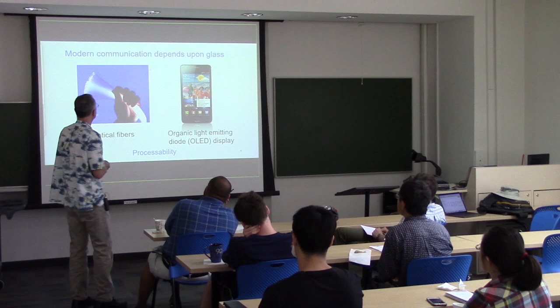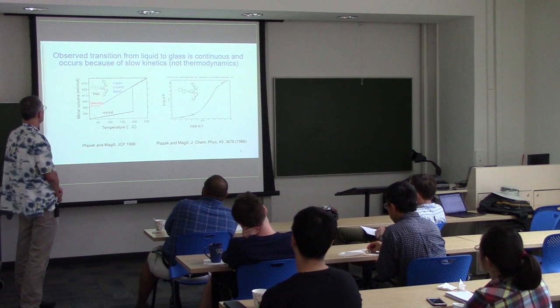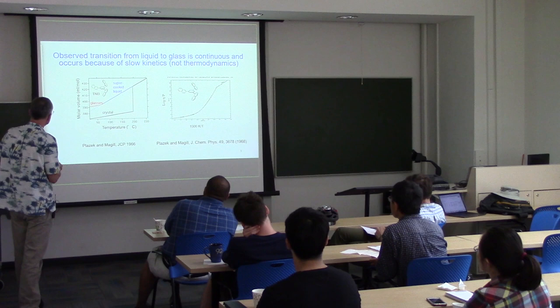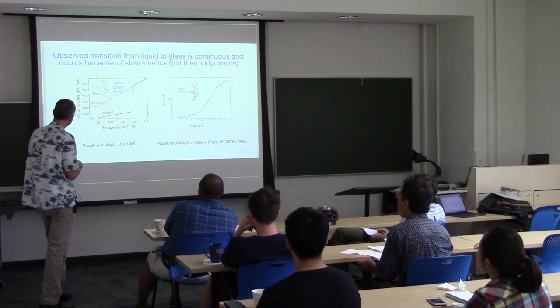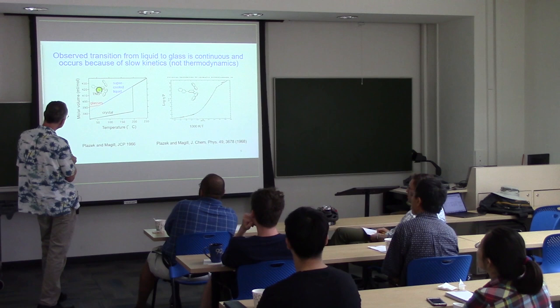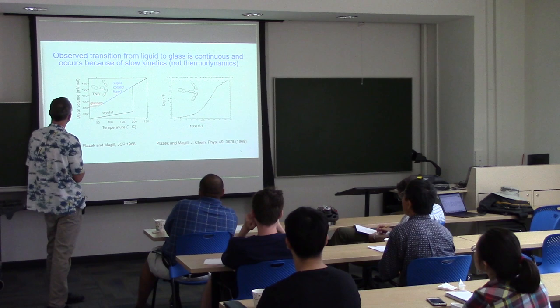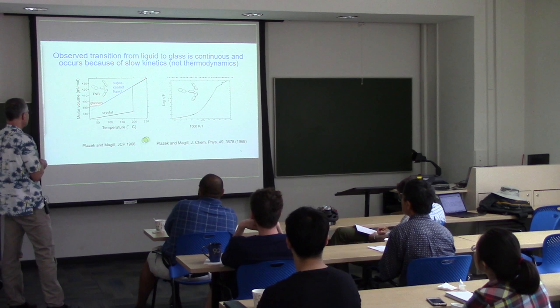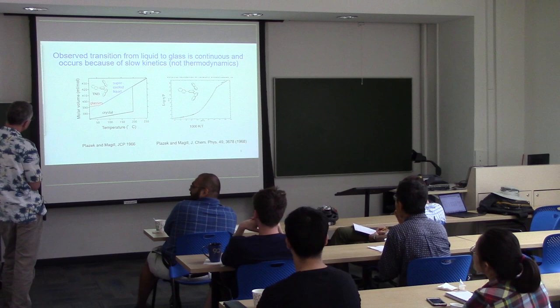Okay, so let's talk about different ways of making glasses. Often we make glasses by cooling a liquid. Let's start on the left-hand side here. I'm having a little trouble with this pointer. It has about a 1 second delay. I'm going to show you some data for this molecule, trisnaphthylbenzene. It's just an example of a glass forming liquid. The plot on the left shows molar volume versus temperature. It doesn't really seem to go where I pointed. All right, we're going to figure this out eventually.